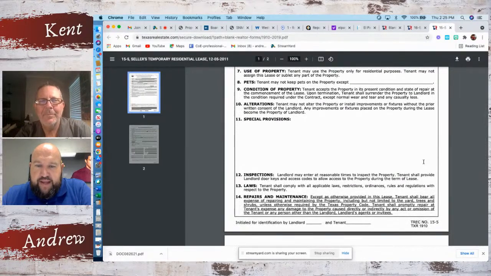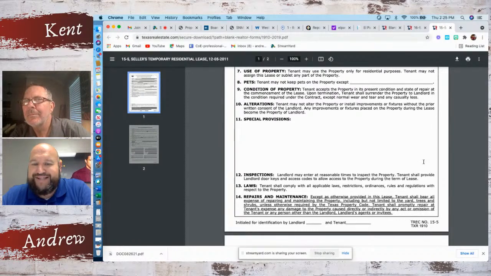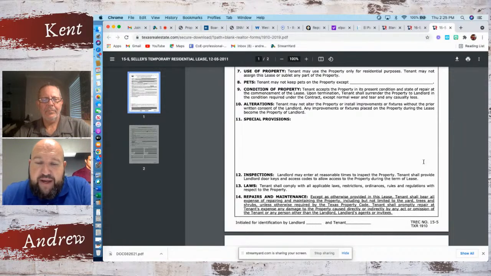Paragraph 12, landlord may enter at reasonable times the property. Tenant shall provide landlord door keys and access codes to allow access to the property during the term of the lease. So the seller is required to give a copy of the keys and any codes to the buyer. Laws. Tenant shall comply with the applicable laws, restrictions, ordinances, rules, and regulations with respect to the property. Repairs and maintenance, except as otherwise provided by lease. Tenant shall bear all expenses of repairing and maintaining the property, including but not limited to the yard, trees, and shrubs, unless otherwise required by Texas Property Code.